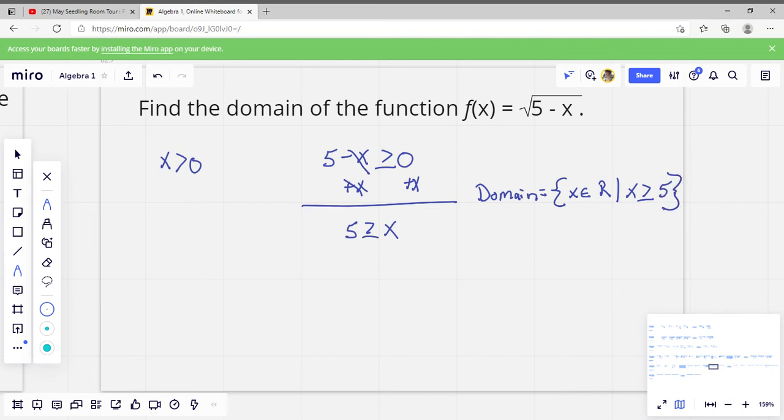Pretty easy. All right, so whenever you have it underneath a radical sign right here, you're just going to set that as being, it can't be any less than 0. So that means that this is greater than or equal to 0.